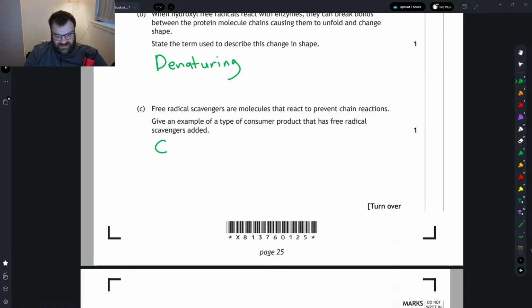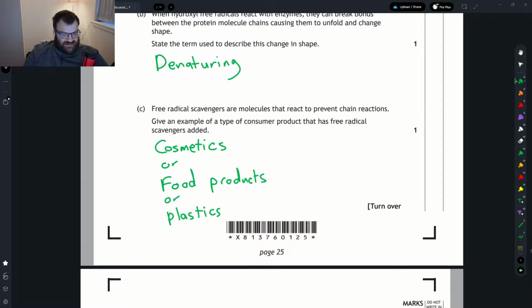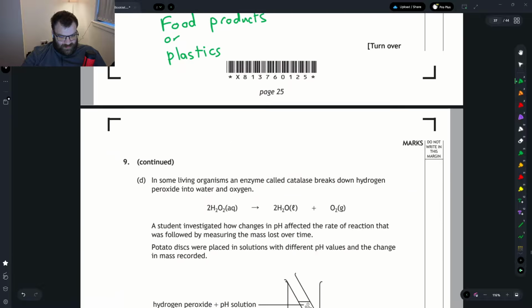For that one, a type of consumer product that has free radical scavengers in them. One of them is cosmetics, to prevent or potentially prevent damage to skin and things like that. Another thing would be in food to keep the shelf life longer. And then plastics that could be affected by the UV light would be another option for that. So some older types of plastic go yellow in sunlight if it's left for a long period of time. Free radical scavengers are added to prevent that from happening. That's why even now plastics stay clear for a longer period of time.